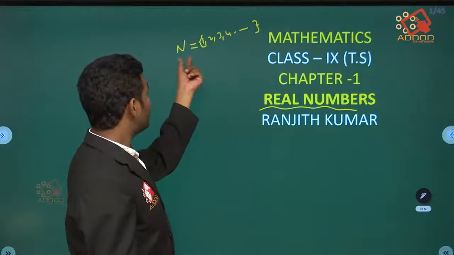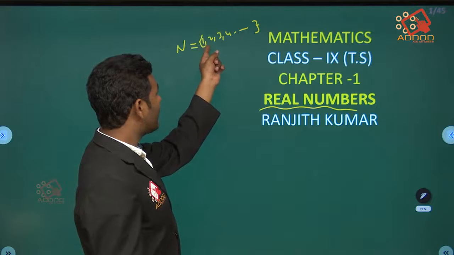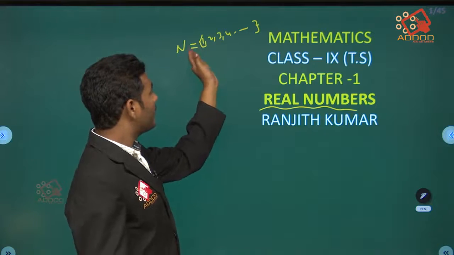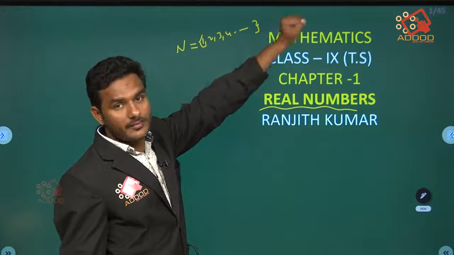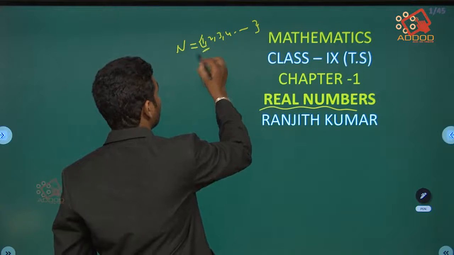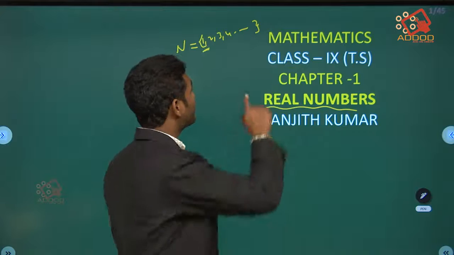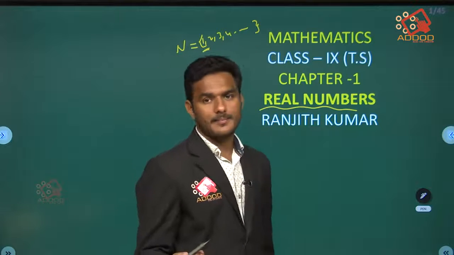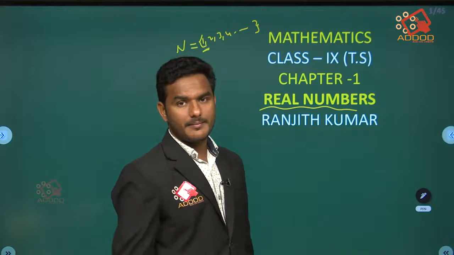The natural numbers are represented by capital N, and they start from 1. The set is 1, 2, 3, 4, 5, 6 and so on, infinite numbers. What is the least number in the natural numbers? 1 is the minimum number, and the maximum number we can't say, because we have infinite numbers.